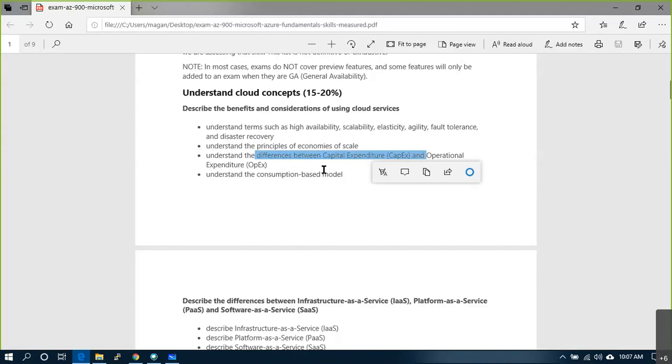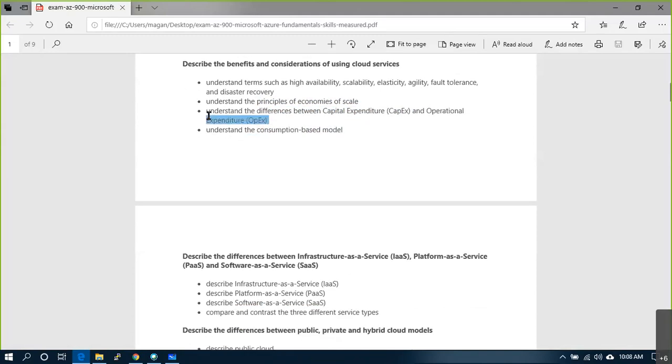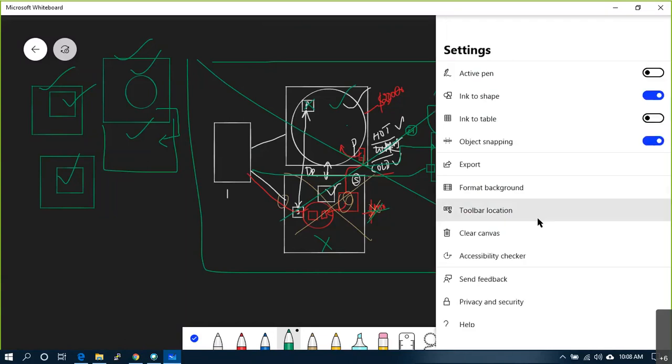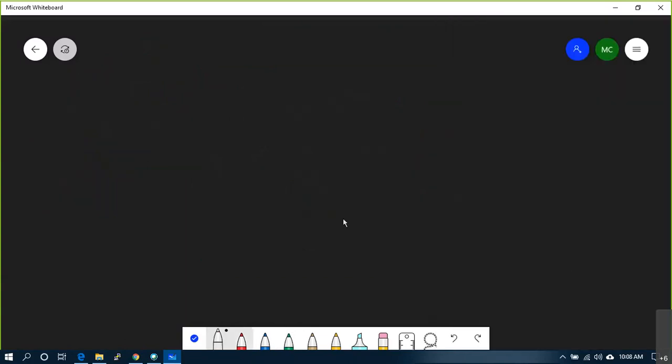And capex and opex is something everyone knows nowadays. I think I don't need to spend more time. If you guys need, I can explain in a very quick overview. Do you still need it, or else I can skip this? Can you quickly give a description, please? Okay. So, capital expenditure and operational expenditure. How that works in a traditional data center.